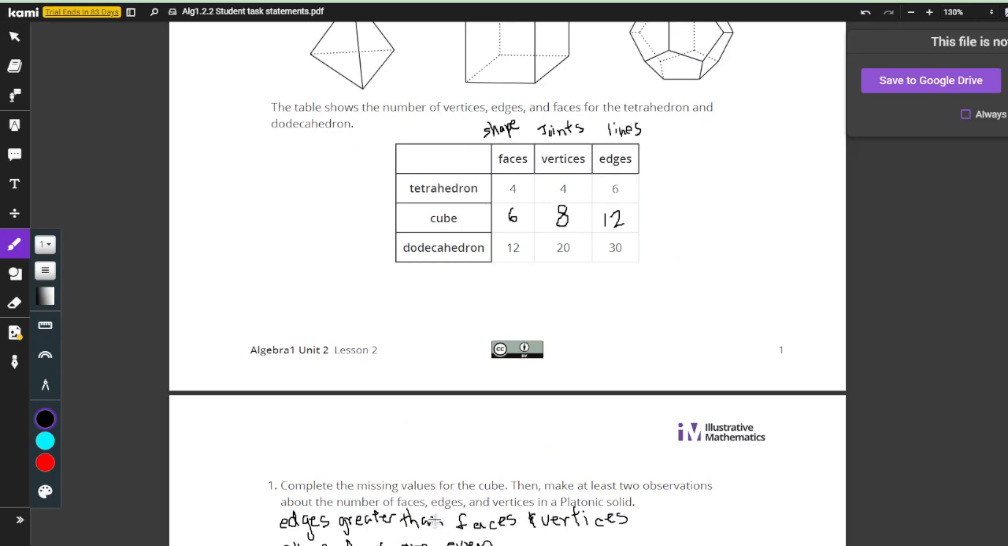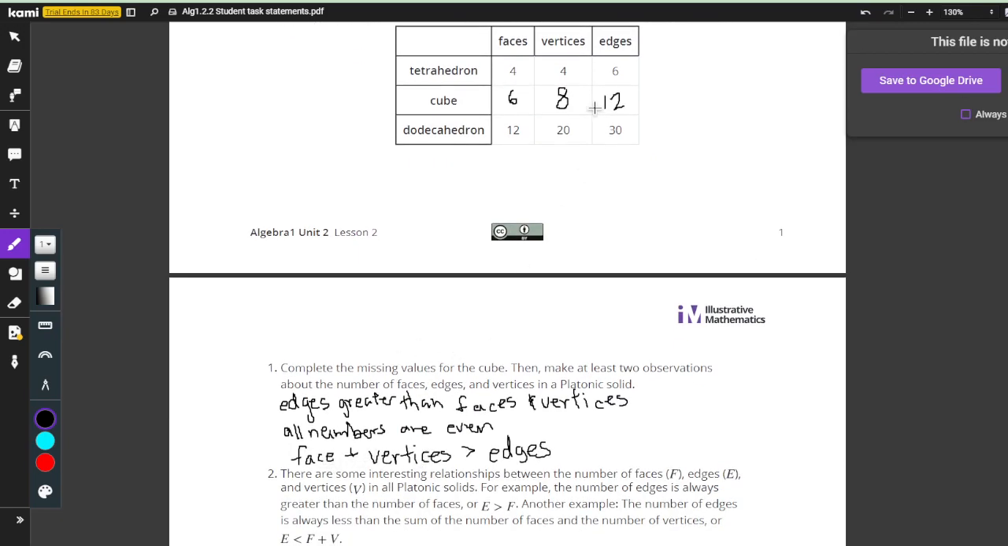Well, let's see. We did talk about this. Face plus vertices gives me what? Face plus vertices gives me 4 plus 4, which equals 8. Well, that is 2 less than 6. Okay. Let's take a look at the next one. 6 plus 8. So face plus vertices, 6 plus 8. That gives me 14. Oh, wait a moment. That's again 2 less than the edges.